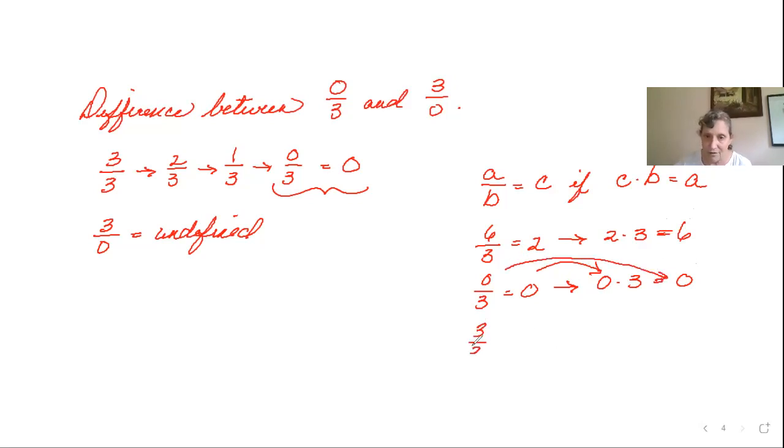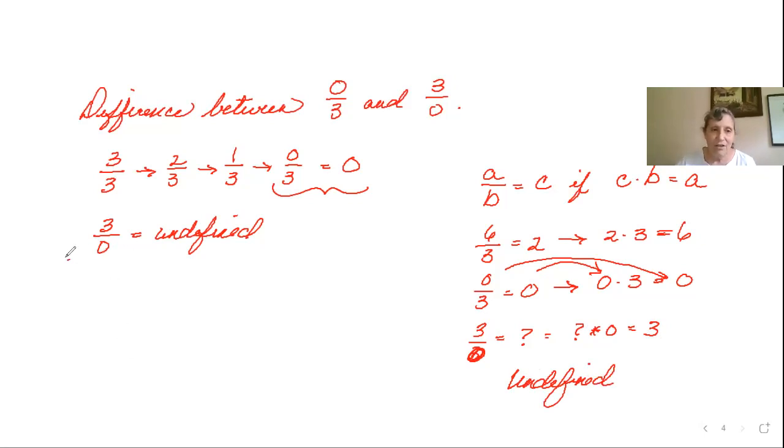But what about 3/0? 3/0 equals what? Well, all we have to do is find something that multiplied by 0 gives us 3. You see the problem here. Anything times 0 is going to be 0, right? There is nothing that exists times 0 that's going to be 3. That's why this is undefined, because it's meaningless. It doesn't exist.